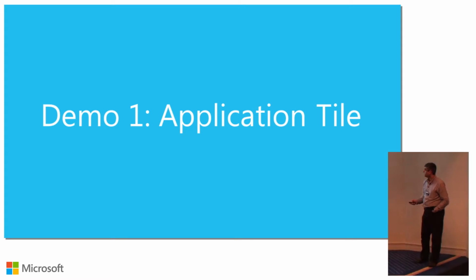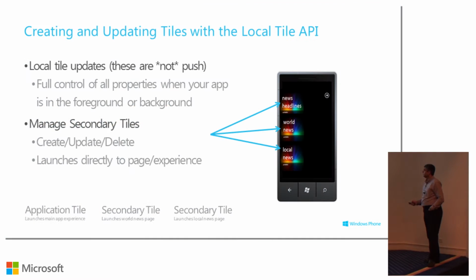I'll come back to this. So you can update your tiles with local APIs, and this is not push notification, this is a local API, right? So you can create, update, or delete the secondary tiles also from code.